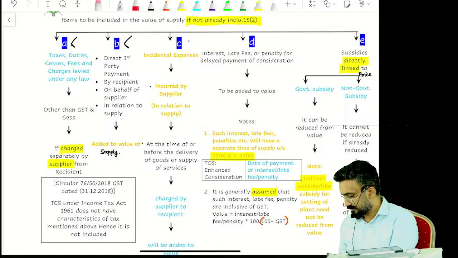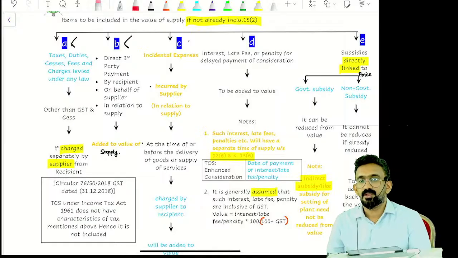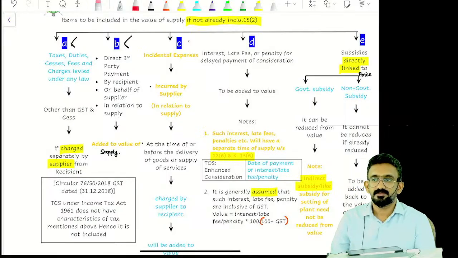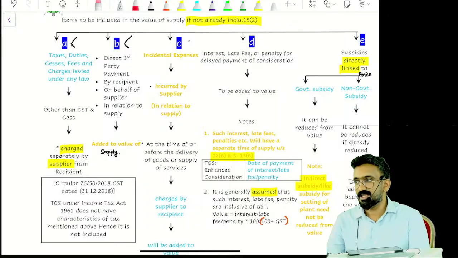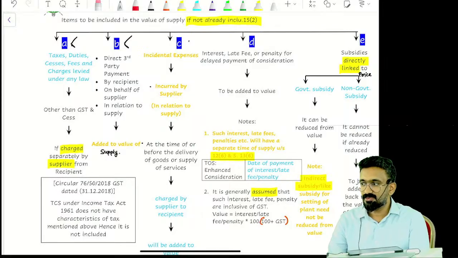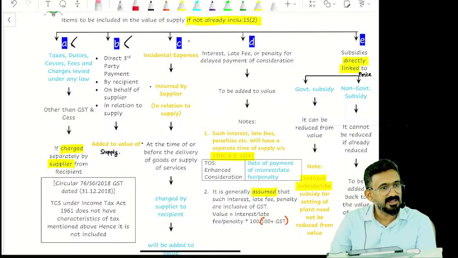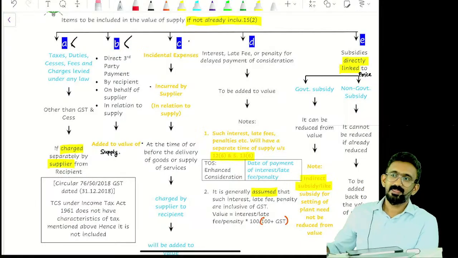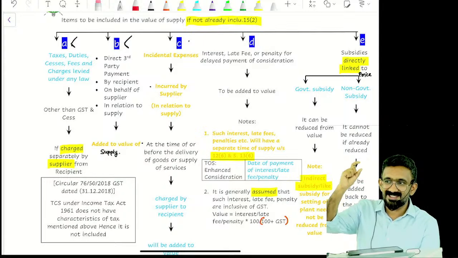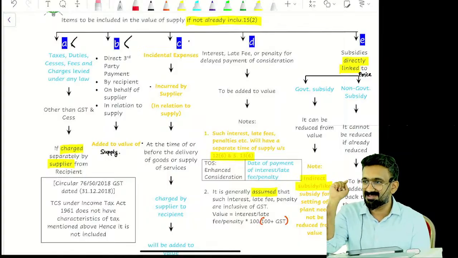As per Section 15(2)(c) of the CGST Act 2017, incidental expenses incurred by the supplier in relation to supply, at the time of or before the delivery of supply, are included. Should I write services? Don't write it, it's okay. When your question asks about only a part of the provision, you are free to ignore the other part of the provision.